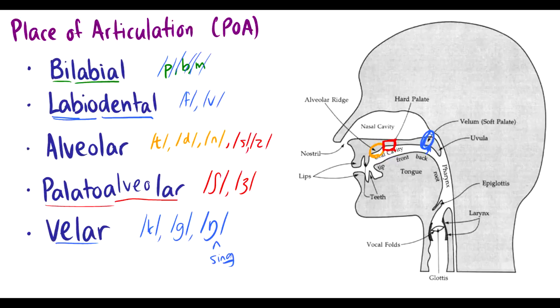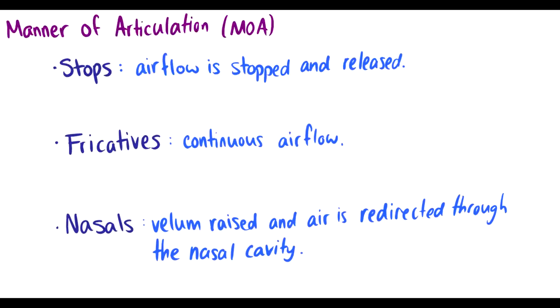So now that we know the places, we should probably look at the manners. So I have all these different sounds, but all the sounds are different. So we have stops, and stops are where the airflow is stopped and released. So a sound like p, we close our lips and then we let out a puff of air. So p is a stop because we have stopped airflow and we pushed it through.